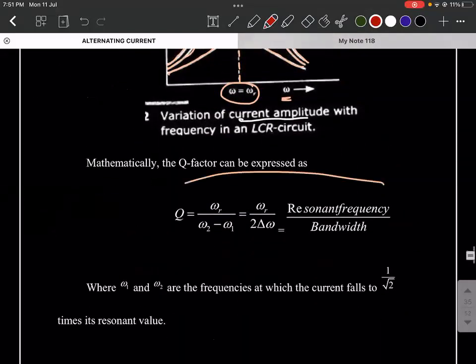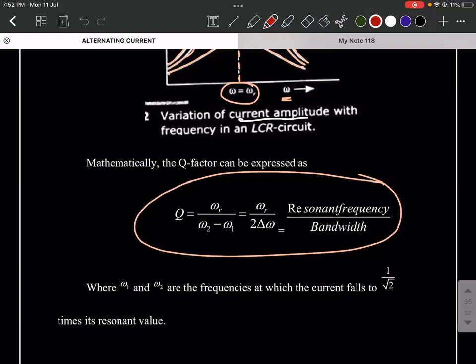So this is how you write it. So difference can be omega 1 minus omega 2 or omega 2 minus omega 1. You know the difference between difference and subtraction, right? The difference between 1 and 2 is 1. Subtraction of 1 and 2 is minus 1. So difference is always positive.